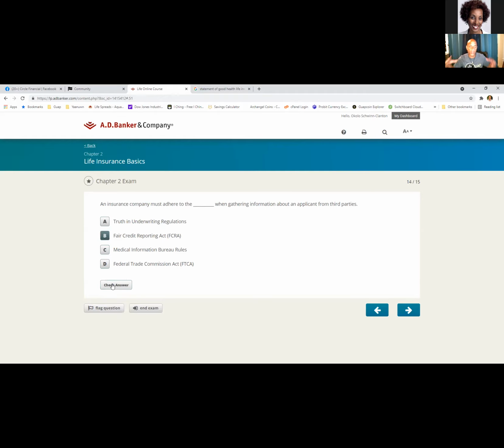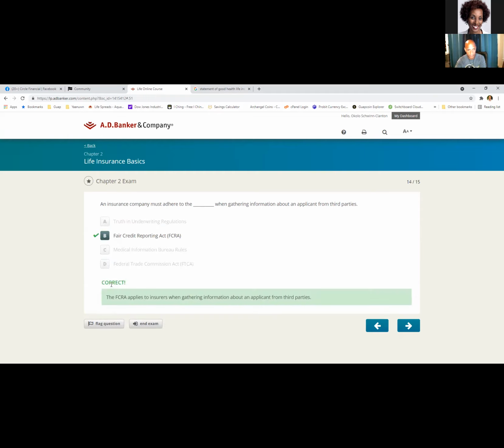B. Fair Credit Reporting Act, even though it deals with the credit agencies, is really a privacy thing. When you're gathering information about an applicant from third parties, there are rules of what they must do in order to protect the privacy. So just remember that the Fair Credit Reporting Act has to do with privacy with gathering credit information. The FCRA applies to insurers when gathering information about an applicant from third parties.